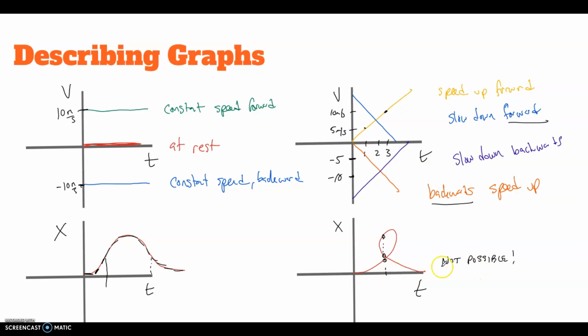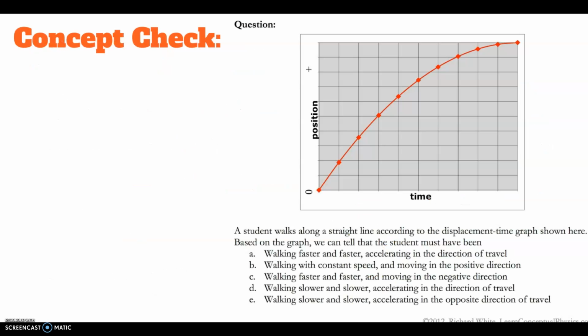So all position versus time graphs and velocity versus time graphs do have to be functions, which means you cannot have multiple x positions or velocities for the same point in time. We're going to wrap up with 2 concept checks. If you can take a minute, I would encourage you to pause and try to answer this question for yourself, and then unpause to see if you were correct.